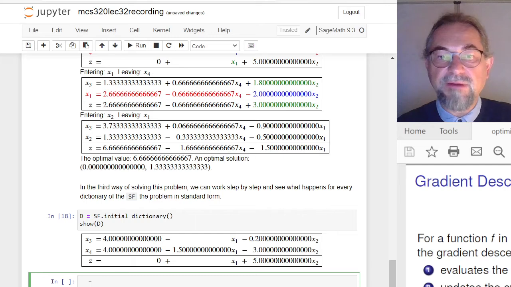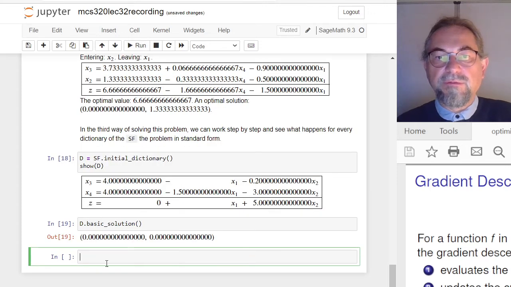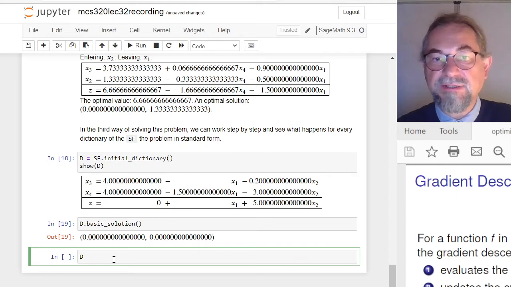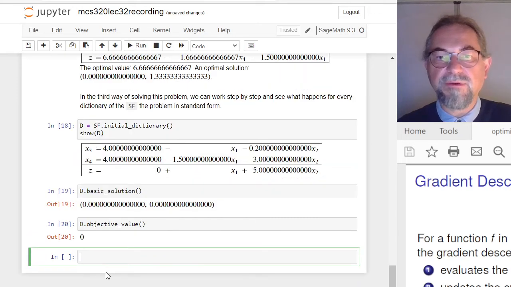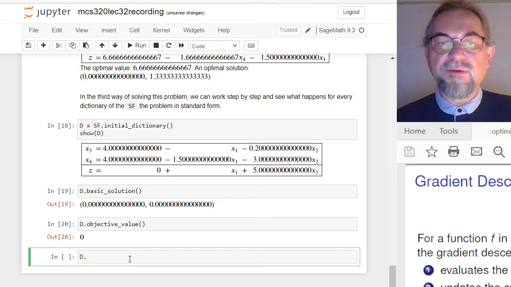And the first thing that we look at is what is the basic solution. So the solution is actually 0, 0. So x1 and x2 are both 0. So the objective value is 0 as well. So we can read this off from the dictionary. Here we can ask now if this is optimal.